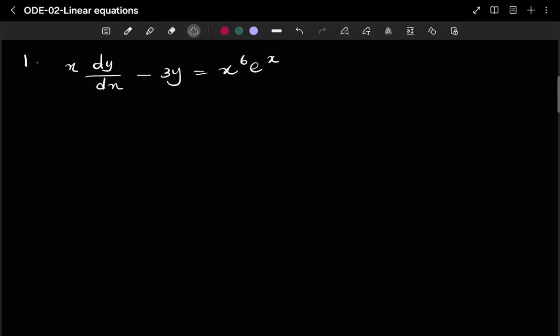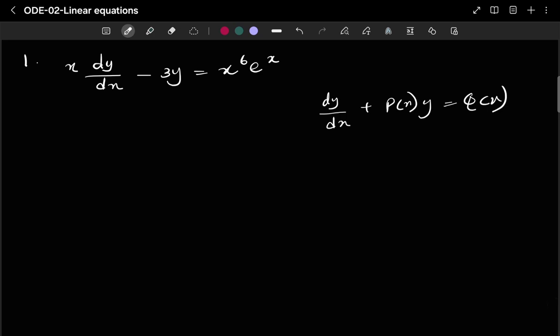So hope you have tried the linear equations practice question set in the article, and here I'm going to discuss those two questions, how to solve this linear type of equation. This type of equation is in the form dy over dx plus P(x)y equals Q(x). This type of equation is solved by taking the integrating factor.